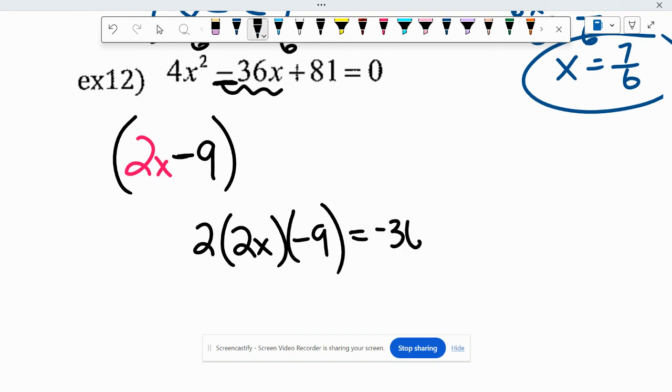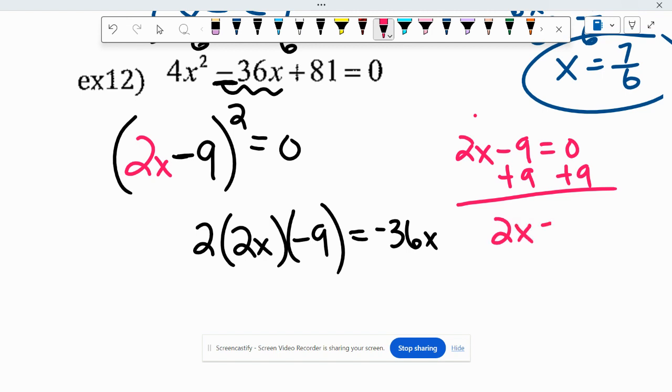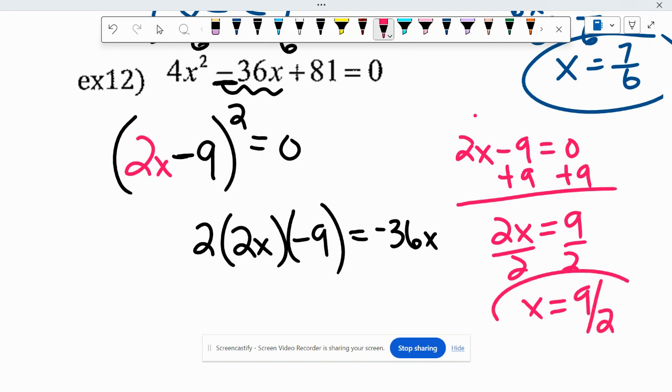So this is, in fact, a perfect square trinomial. So I just put a 2 outside of that, equals 0. Well, what does that really mean? It just means that 2x minus 9 equals 0. Add 9 to both sides. 2x equals 9. Divide by 2. Yep, x equals 9 halves. Okay, that's another bounce. That is just an example of another bounce.